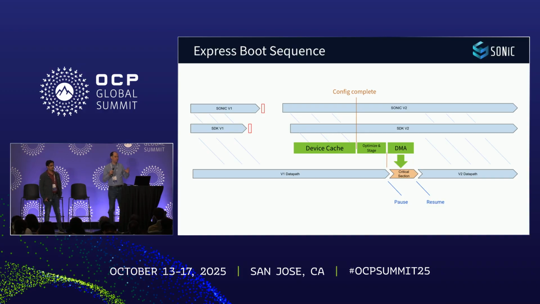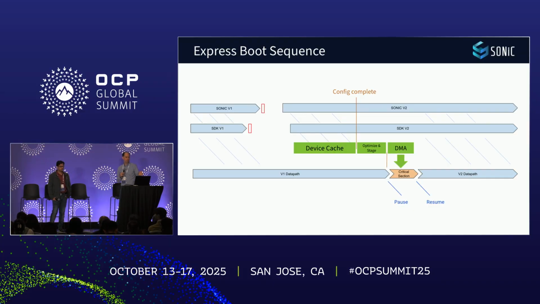And then there's this optimize and stage phase that happens. Typically, this involves reading back some values from the device. Keep in mind, the V1 data path is still forwarding. Nothing's being dropped. Everything's happy. All the packets are still flowing. And it's basically staging everything to be able to push into the device as absolutely fast as possible.